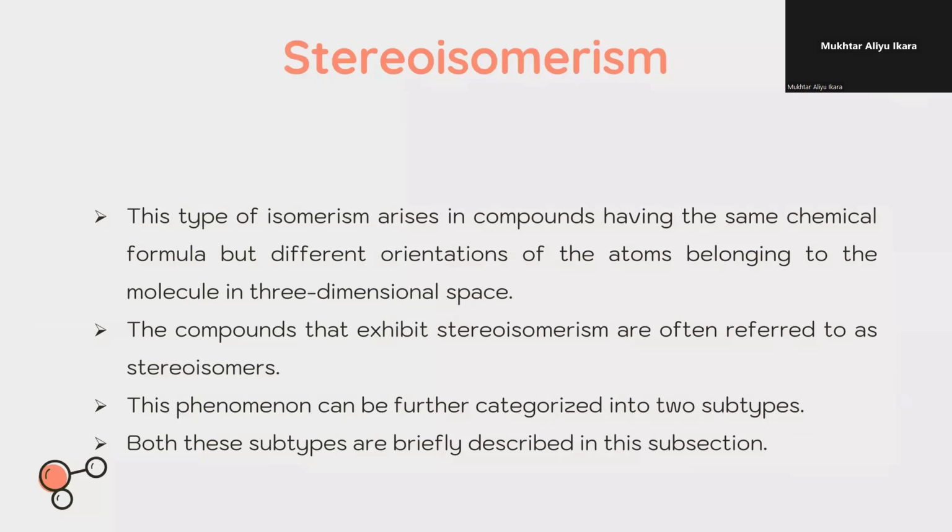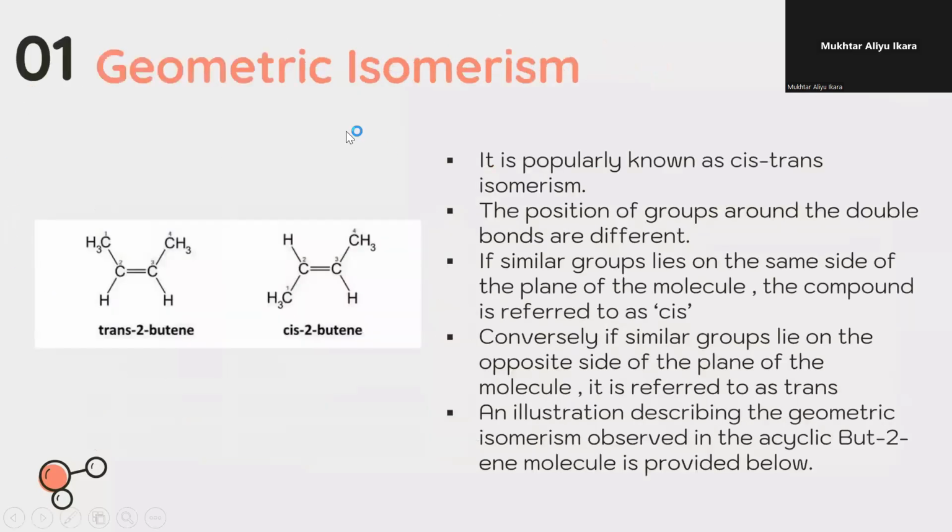This phenomenon can be categorized into 2 subtypes. Both these subtypes are briefly described here. We are starting with geometric isomerism. Geometric isomerism is also known as cis and trans isomerism, where the positions of the groups around the double bond are different.